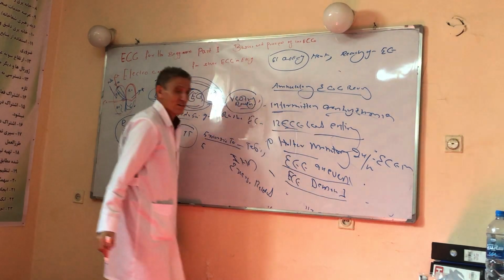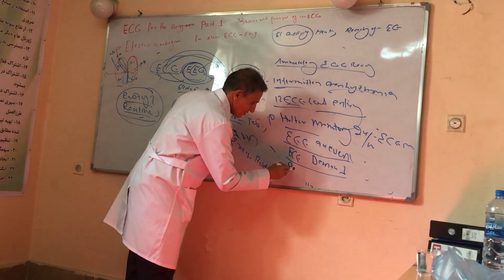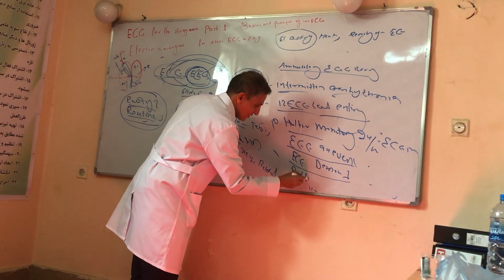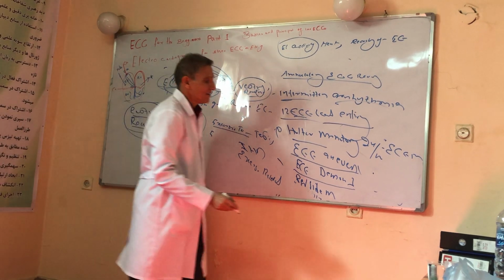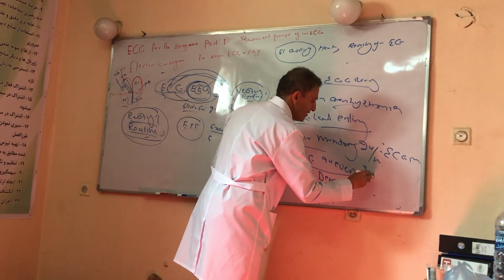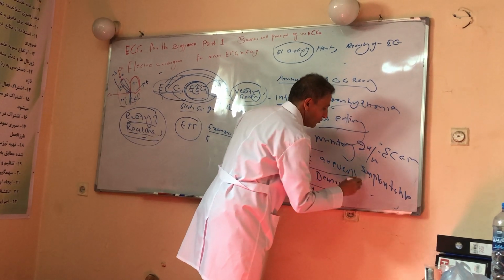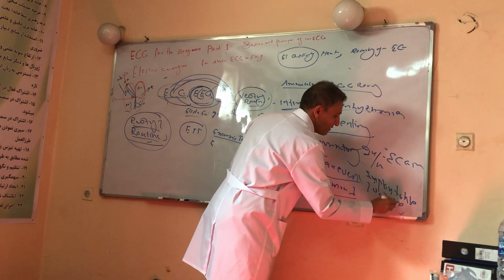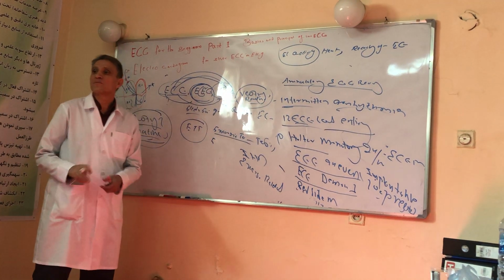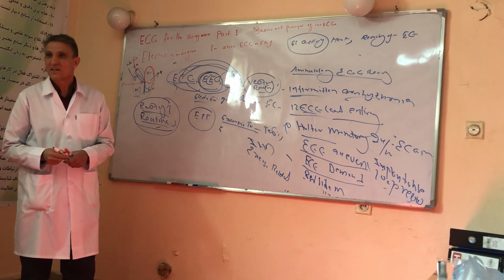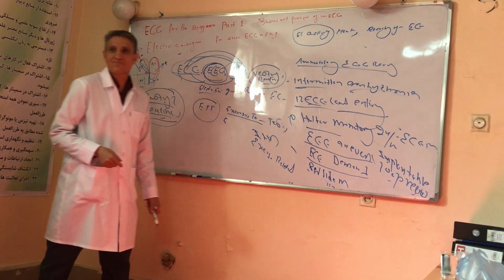Number 4, bedside monitoring, not 24-hour. And finally, implantable loop recording. These 4 variants are used for those people who have intermittent arrhythmia. So again, intermittent arrhythmia.